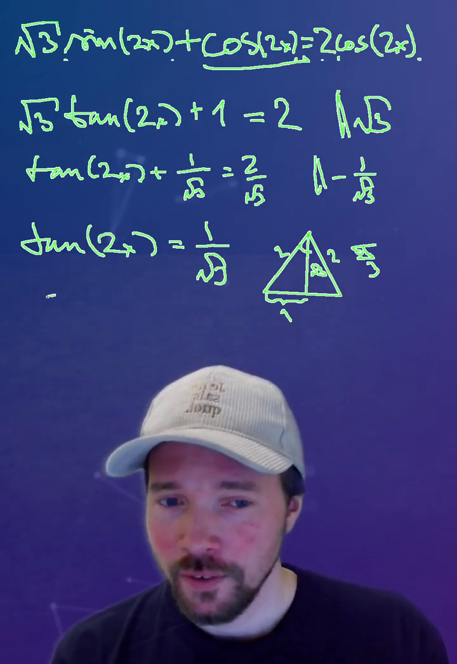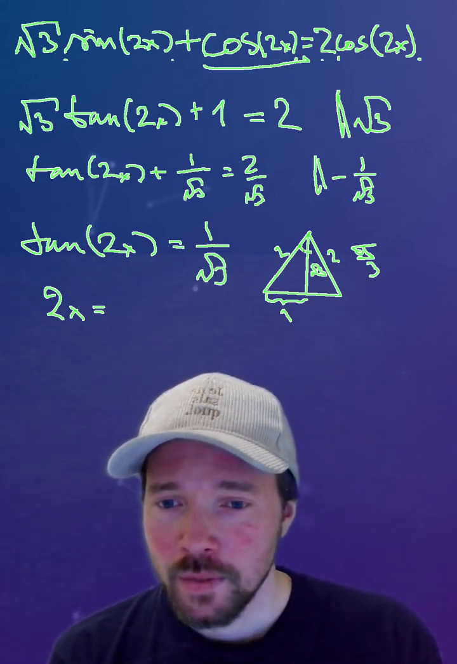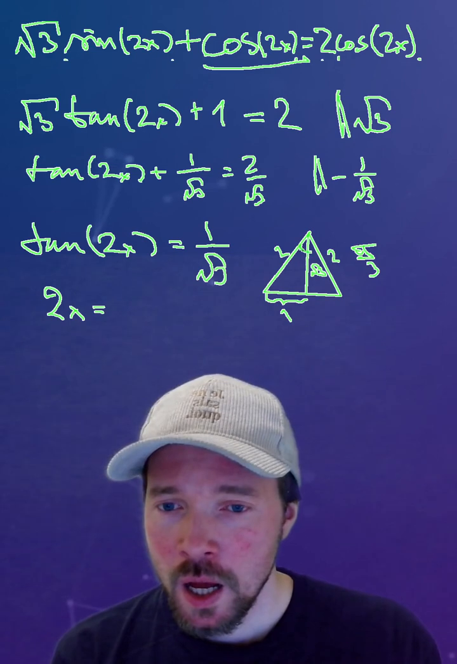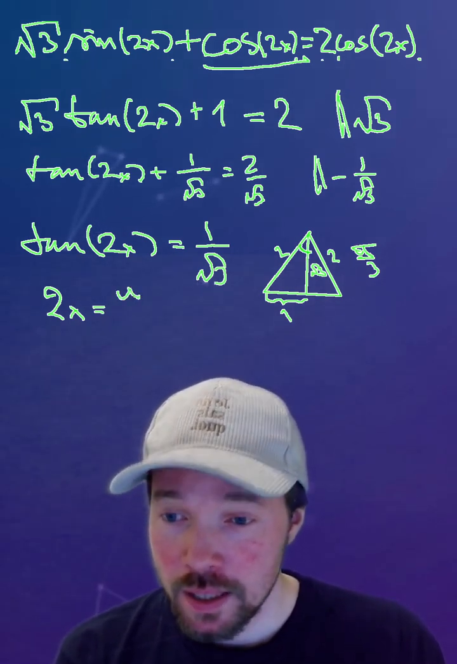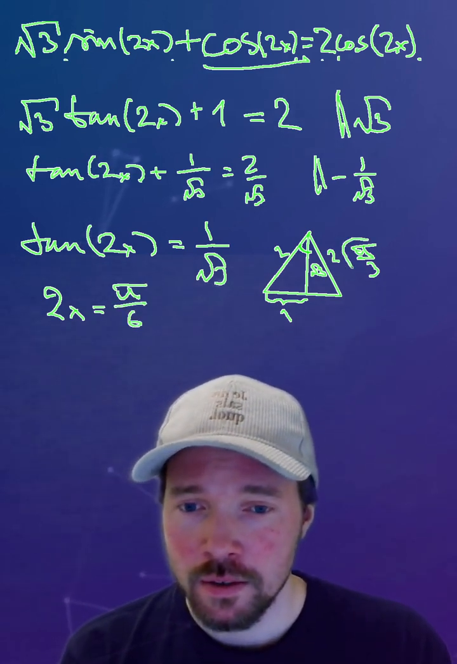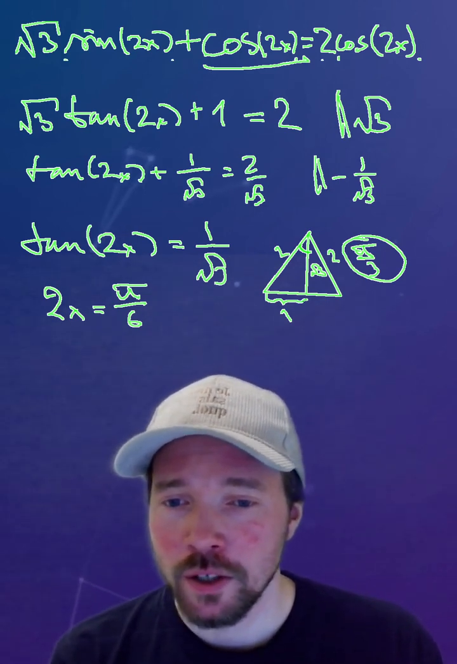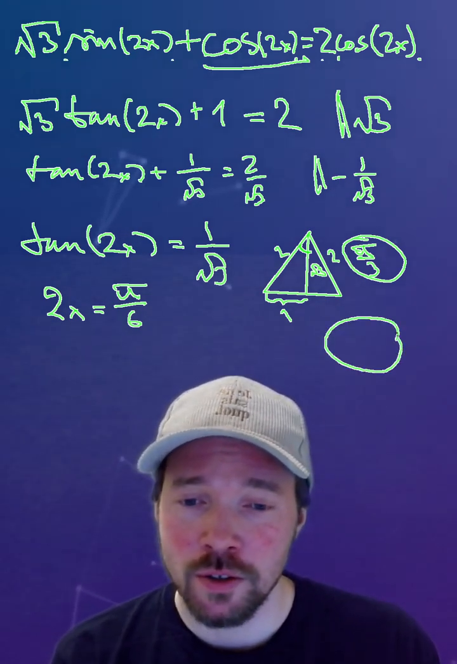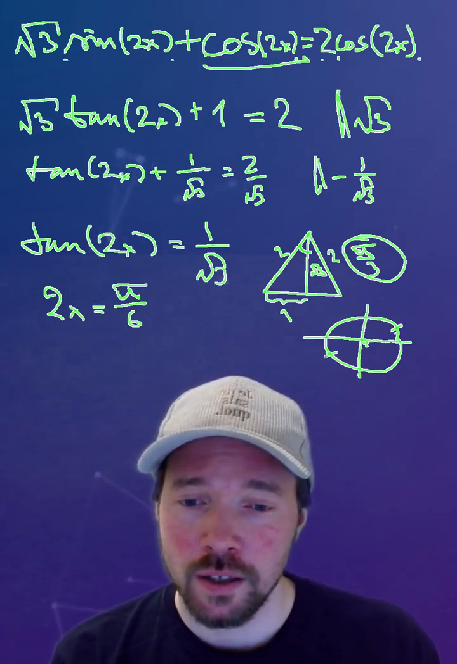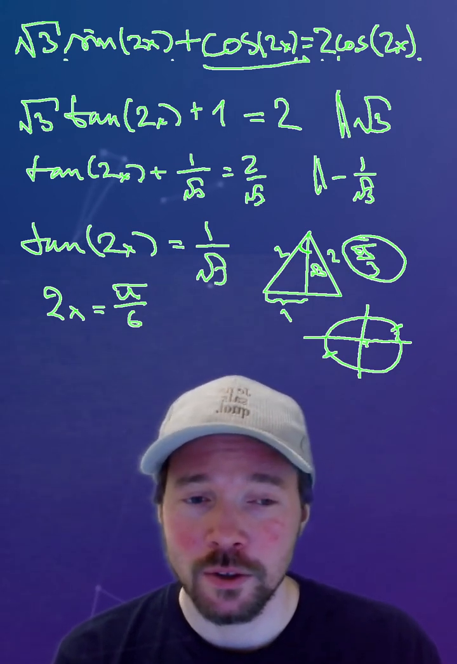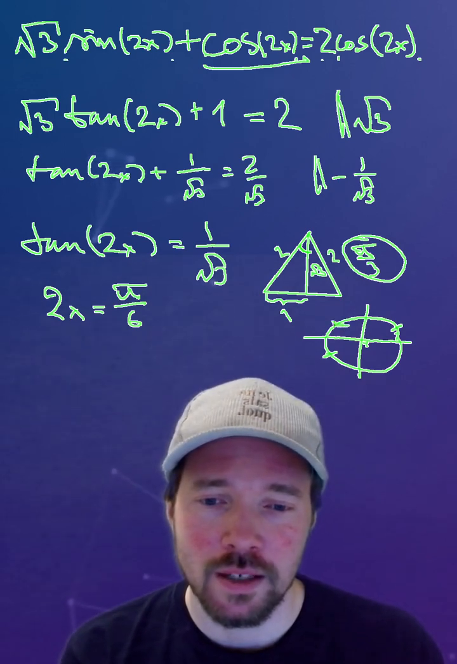So then we have 2x is this angle there, which is pi divided by 6, because the full angle is pi divided by 3. Now, because we're talking about tangent, we know that tangent is the same here and on the other side. And because I was doing the sign confusion in my previous video, I thought that we get the same angle here.